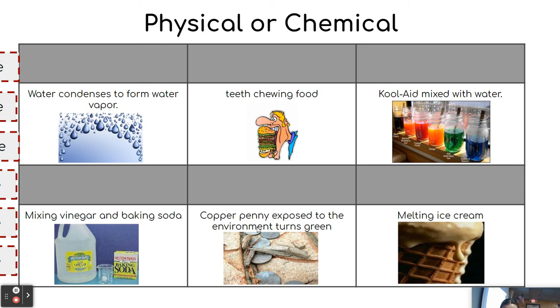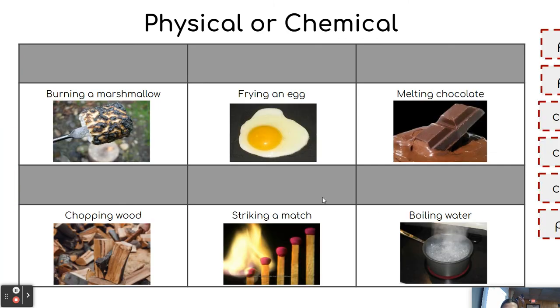Copper penny exposed to the environment turns green. Now, copper is shiny, it's a metal, and so you're getting a new substance here when it turns green. So that's a chemical change. Melting ice cream is a physical change. You're only going from a solid to a liquid. So same thing here, burning a marshmallow, you're getting a new substance, you're getting that black charred material, so that's a chemical change. Frying an egg, you're getting a new substance, you're getting that white part, you can't get back that clear substance. Melting chocolate is a physical change.